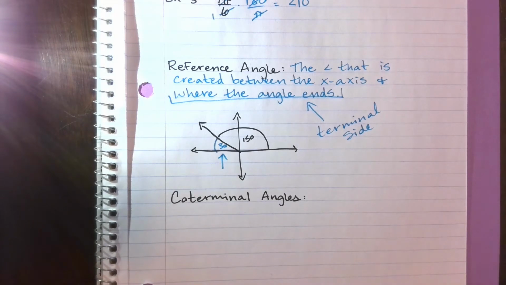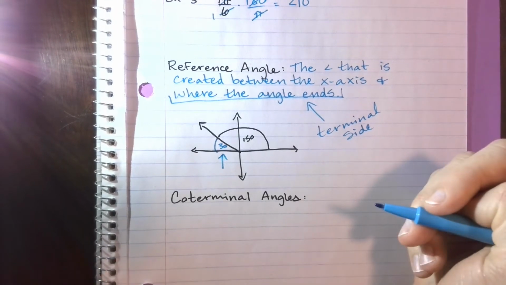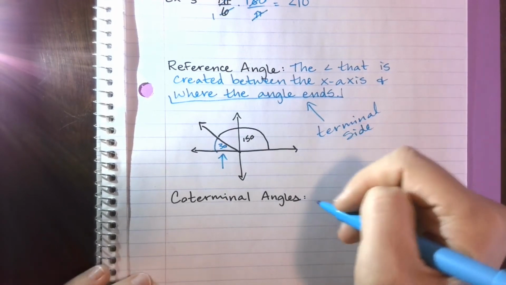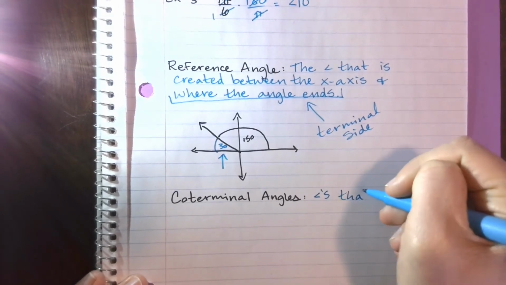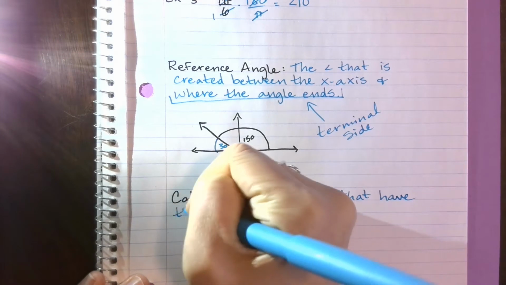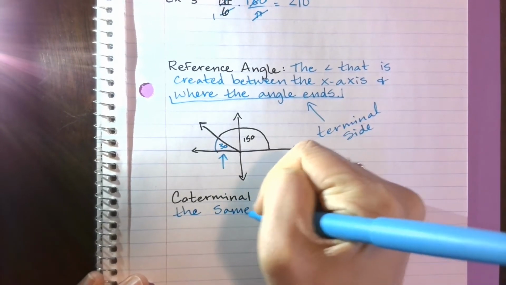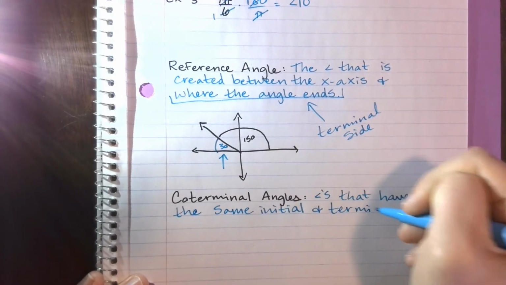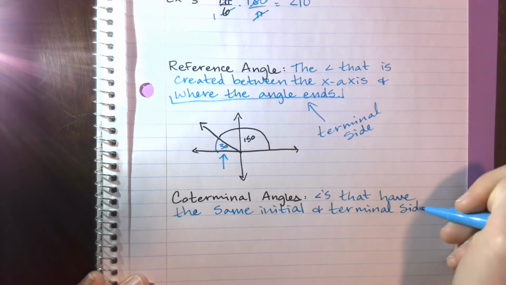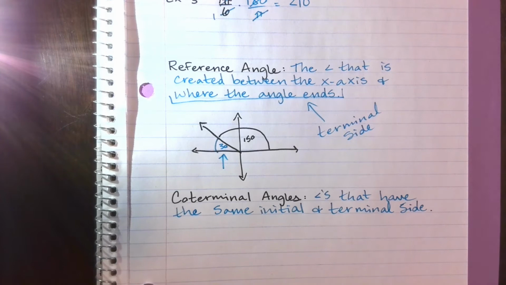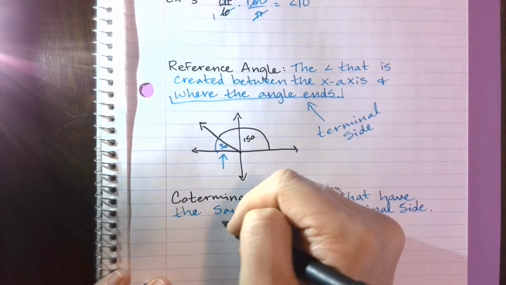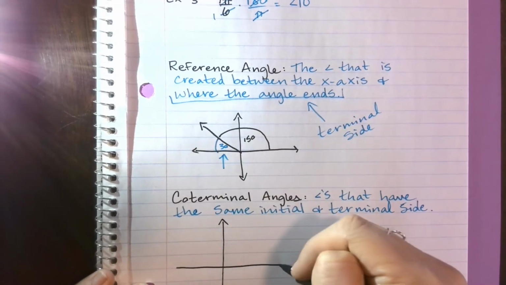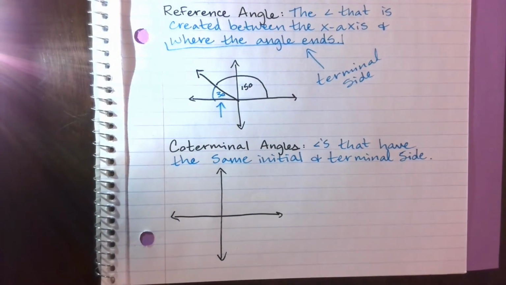The last thing that I want to talk about is coterminal angles, and the definition of this sounds a little bit more complicated than it is. They're angles that have the same initial and terminal side. Okay, so it sounds more complicated than what it is. All this is talking about is an angle that ends up landing in the exact same spot as another angle, even though it's gone around the circle more than the other one has, more or less.